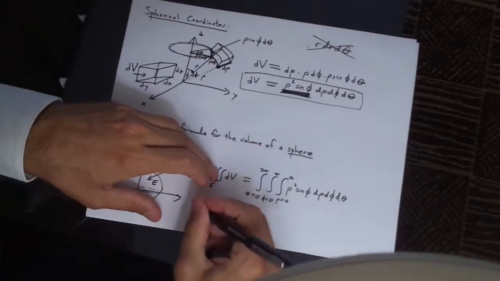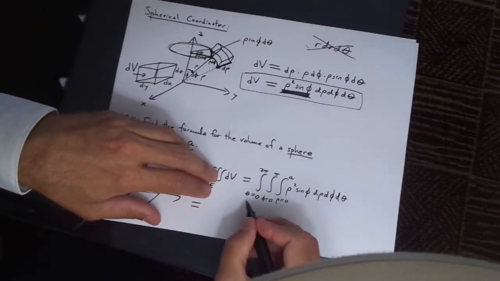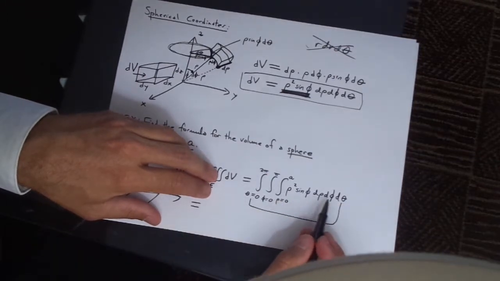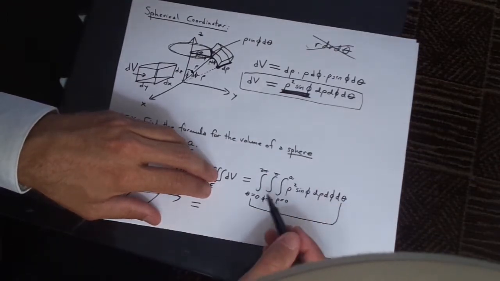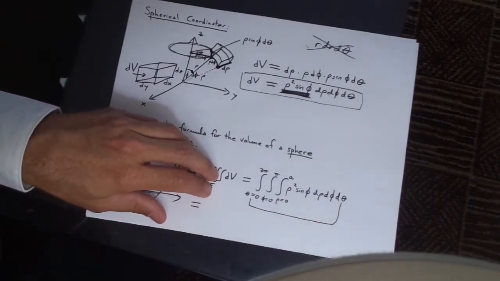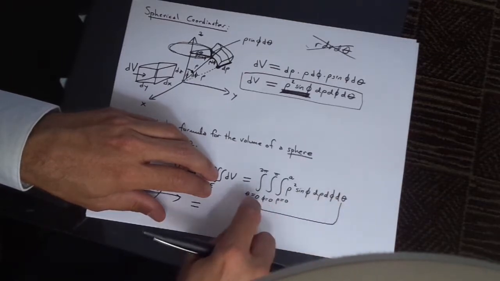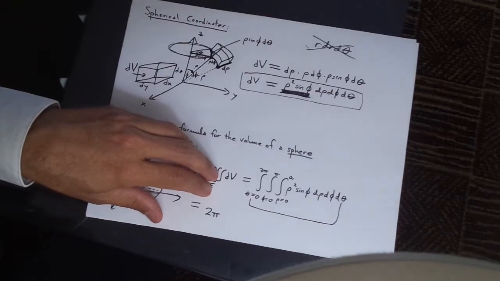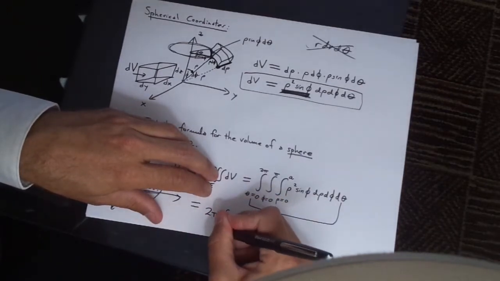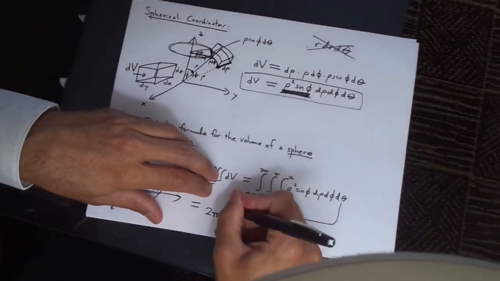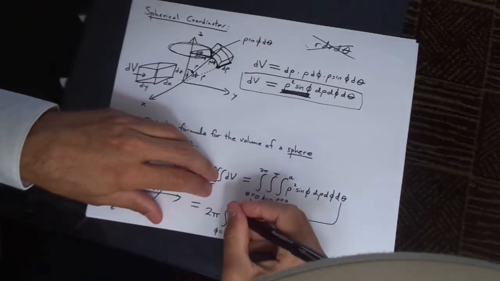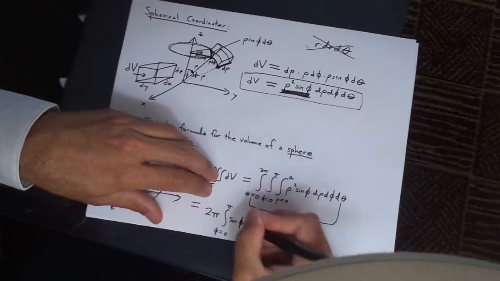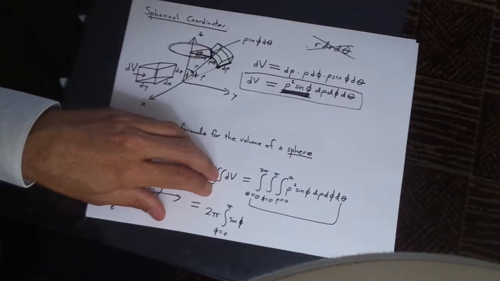Let's try to do this integration. When I do the theta integral, notice that there's no thetas anywhere inside the two inside integrals. So integrating d theta from 0 to 2 pi is just going to give me 2 pi. All right? I still have the phi integral here from 0 to pi. I'll put my sine of phi right there. And then what else do I have?